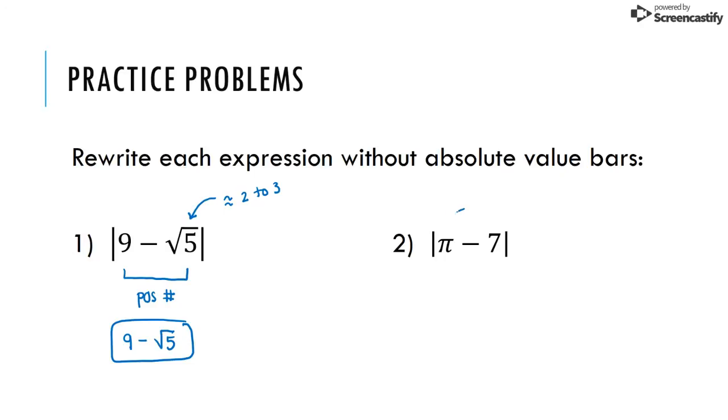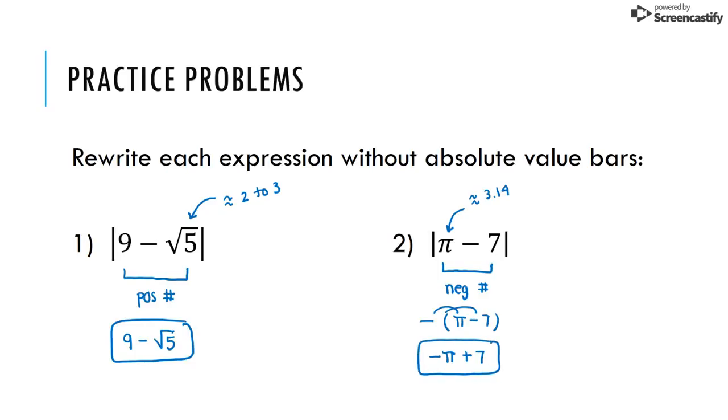When I look at this next example, this pi is approximately 3.14. Notice that then 7 is subtracted from it, which would give me a negative number. So remember, our definition is that in order to drop the absolute value bars, we actually want to take the opposite of what that number is. So I want to take the opposite of that entire expression. Well, that means that I'm going to have to distribute that negative. So really, my final answer is going to be changing the signs of both of those numbers. It now becomes a negative pi plus 7.